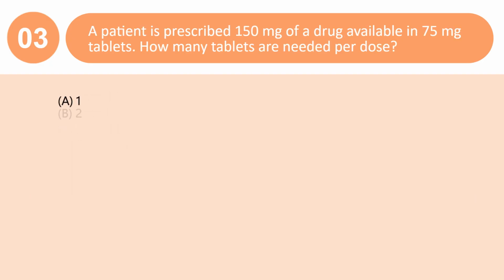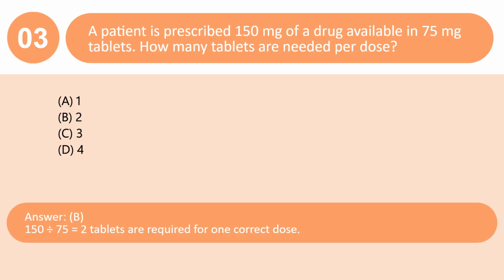A patient is prescribed 150 mg of a drug available in 75 mg tablets. How many tablets are needed per dose? A. 1. B. 2. C. 3. D. 4. Answer, B. 150 divided by 75 is equal to 2 tablets are required for 1 correct dose.